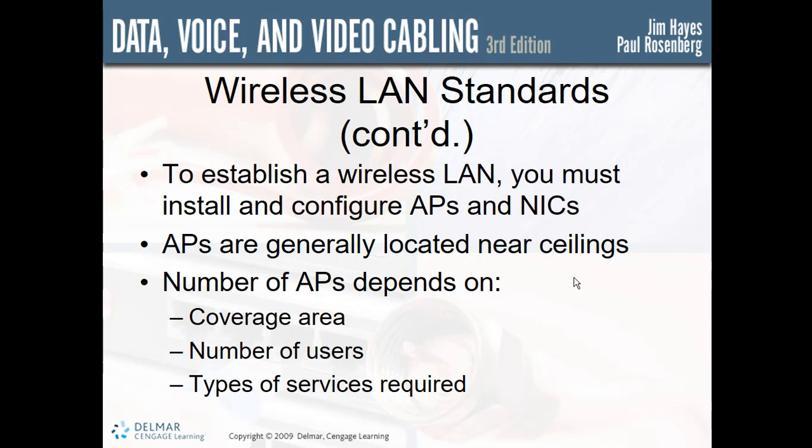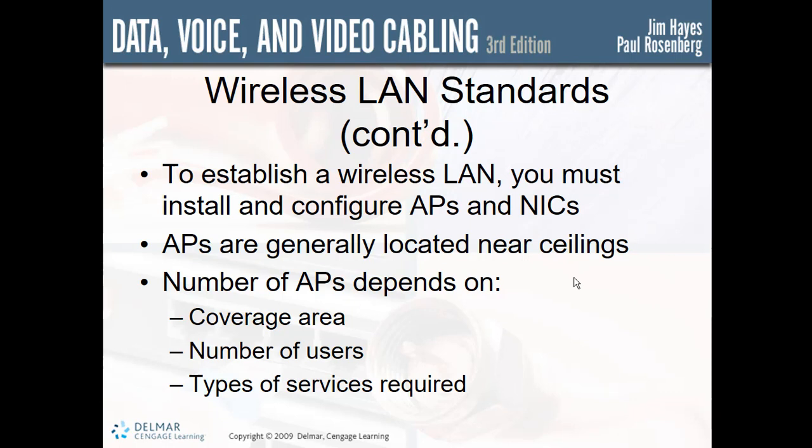It'll just be slower. To establish a wireless LAN, you must install and configure the access points and the NICs. In addition, you'll probably need to install cable from the existing network infrastructure to the access point because they are rarely located near existing outlets. Generally, access points are located in or near the ceiling to extend the range and reduce interference from room furnishings. The number of access points depends on the coverage area and the number of users and the types of services that are required. The single most important part of the installation is placement of the access point to ensure proper coverage.